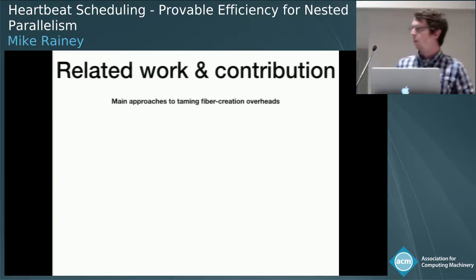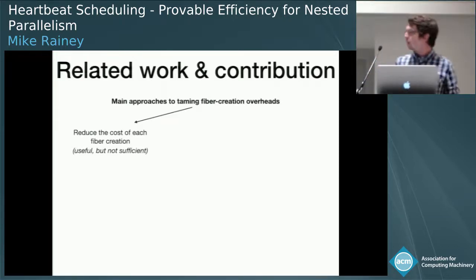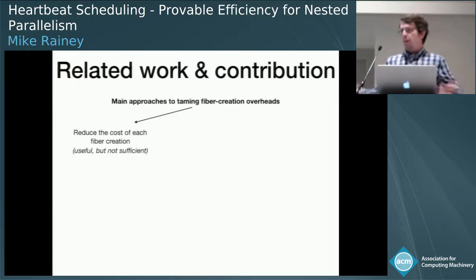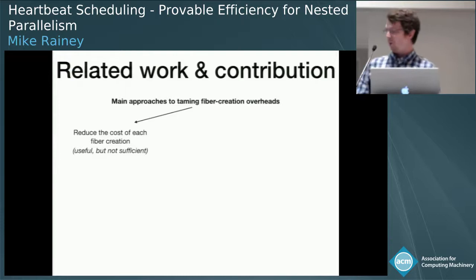If you want to do that, you have really two options. Either you can try to reduce the cost of creating an individual fiber, or you can try to reduce the number of fibers that you're creating. There has been a lot of work in various systems on reducing the cost of creating a fiber, but unfortunately this isn't sufficient for really fine-grained parallelism, because these overheads can add up, and in particular they do for fine-grained programs.